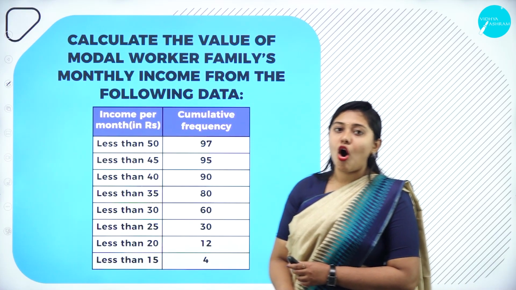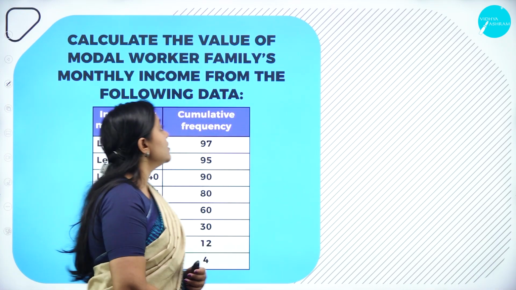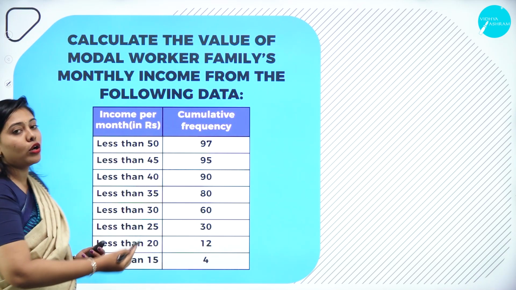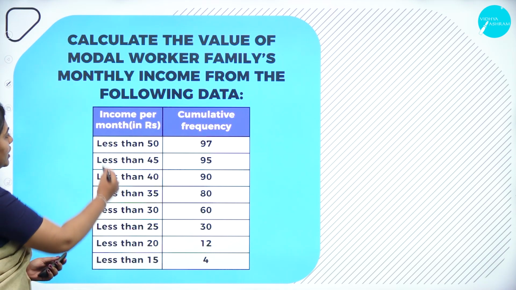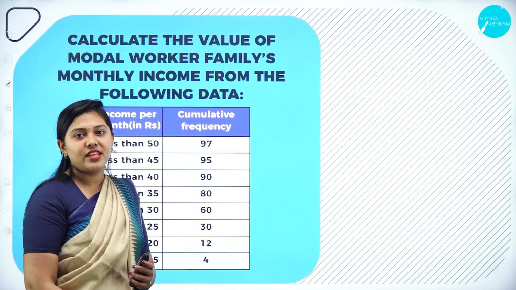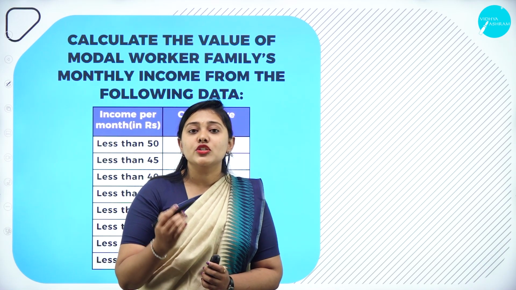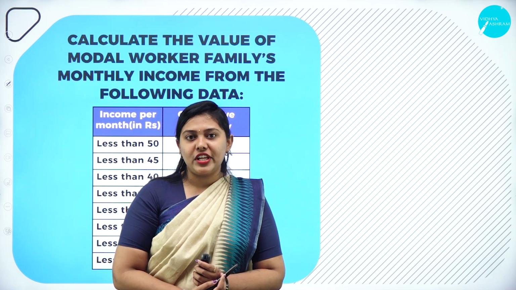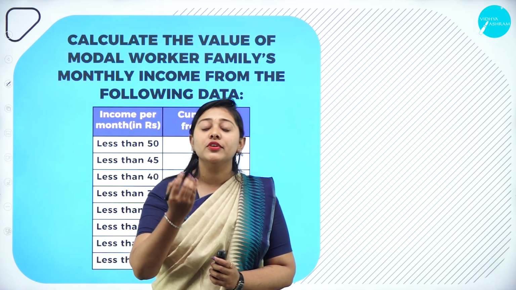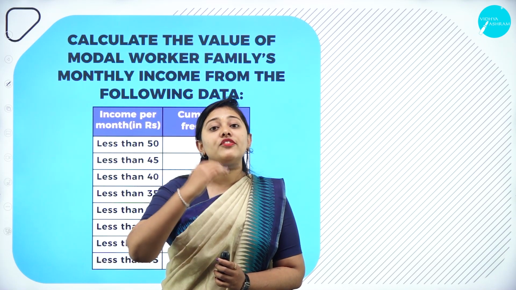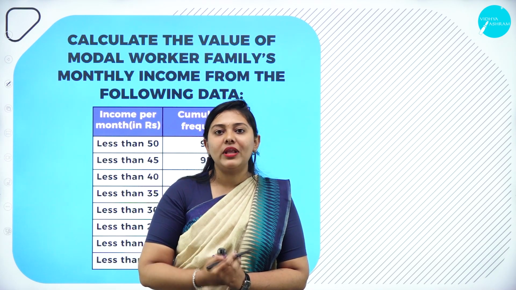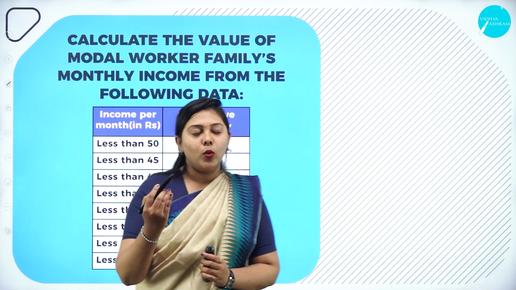Calculate the value of mode of workers' family monthly income from the following data. What is given? Income per month is given and the cumulative frequency is given in the data. What do we have to do now? We have to convert the cumulative frequency to a frequency table and then substitute in the mode formula and calculate the mode.